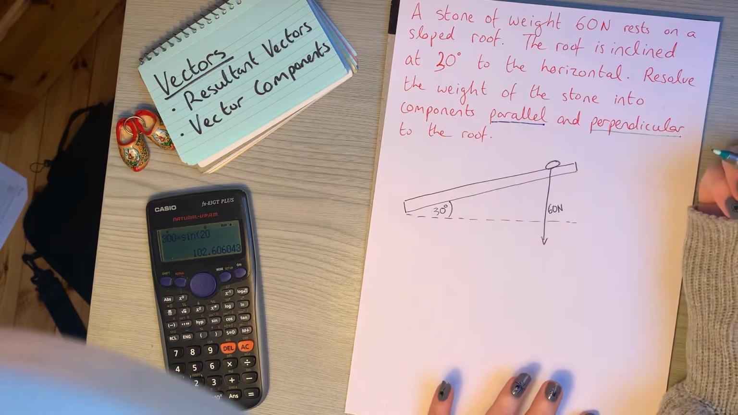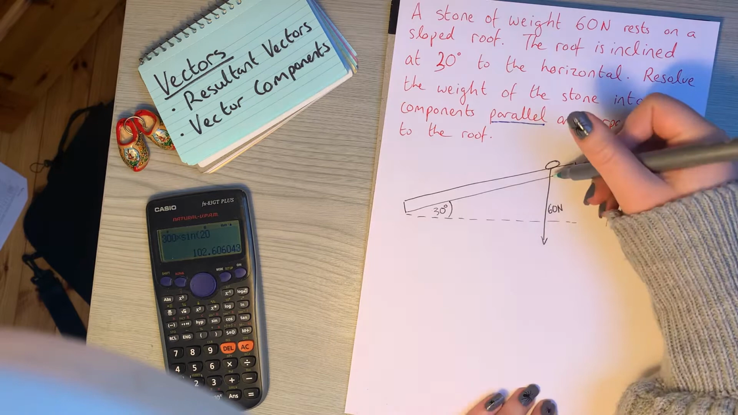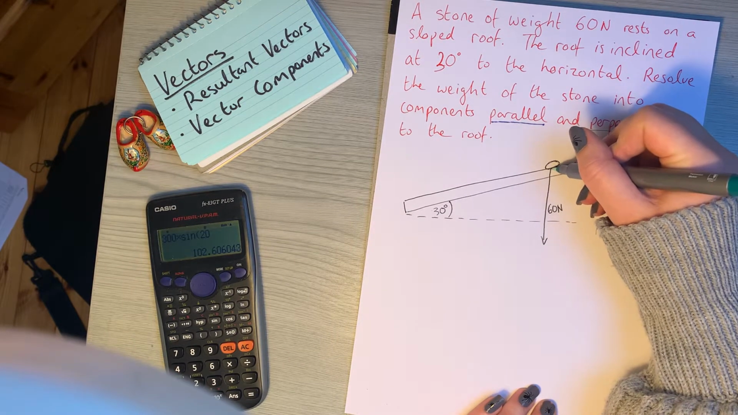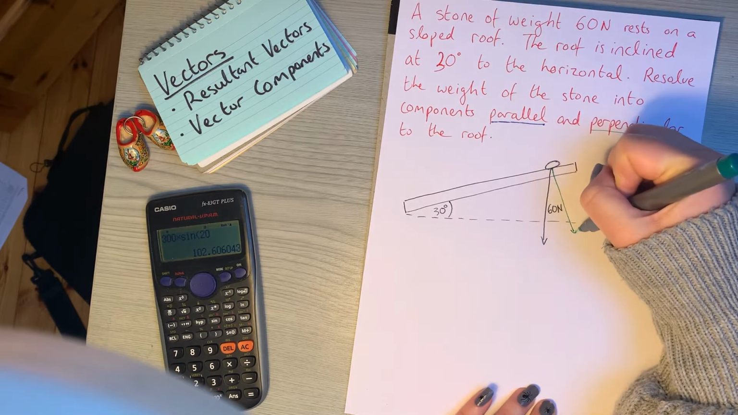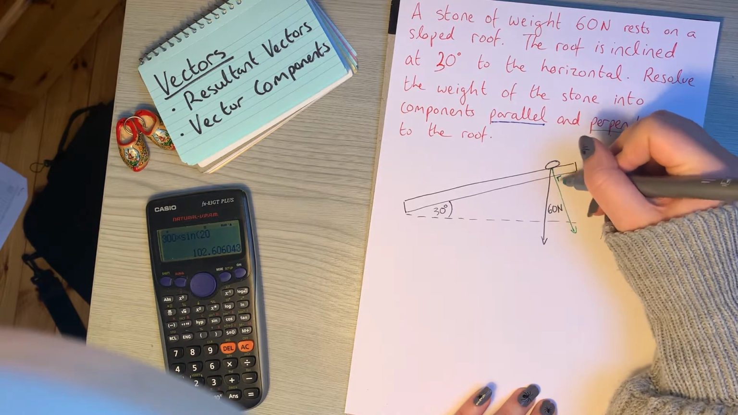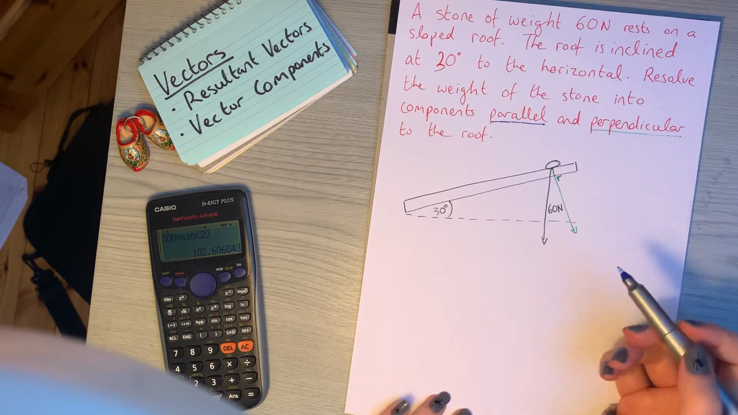Right, let's start with perpendicular because that's a handier one. So perpendicular always means at 90 degrees. So it makes a right angle with the roof. So that would be at about here, like that. So see there, I have a right angle with my roof, my perpendicular component, that one is.